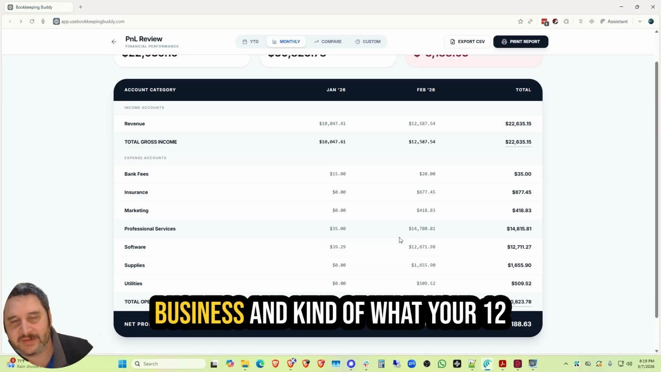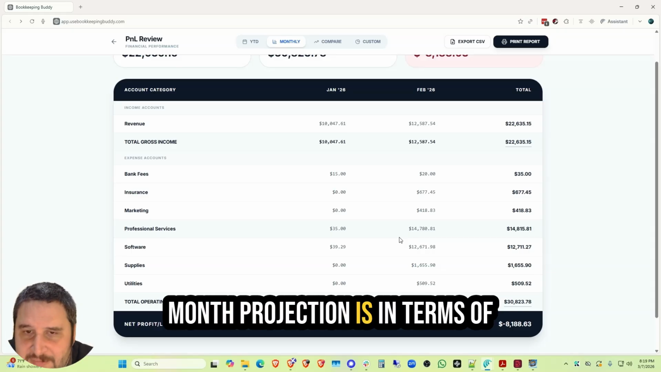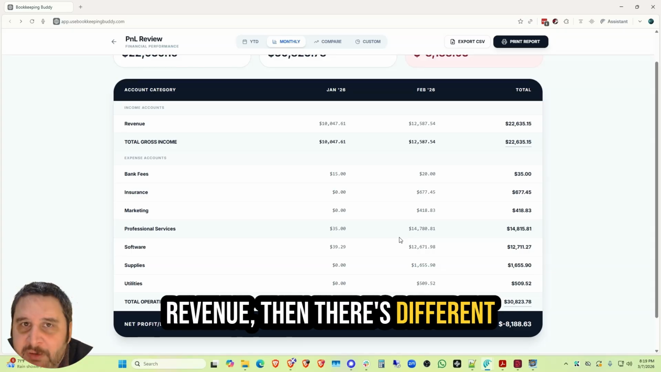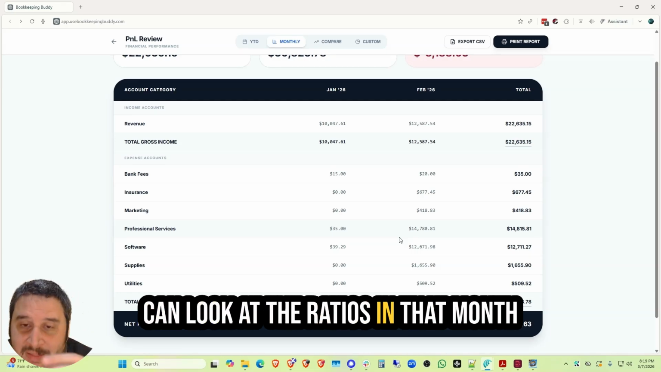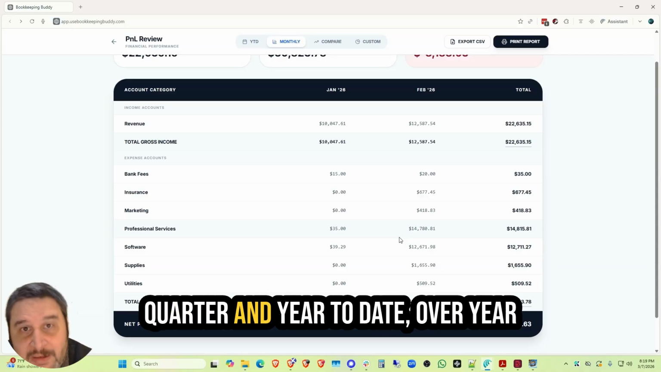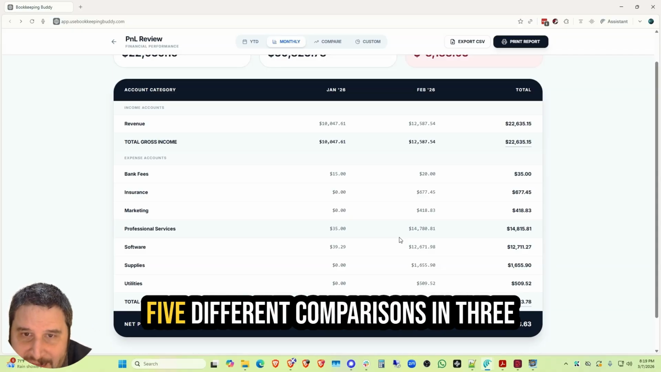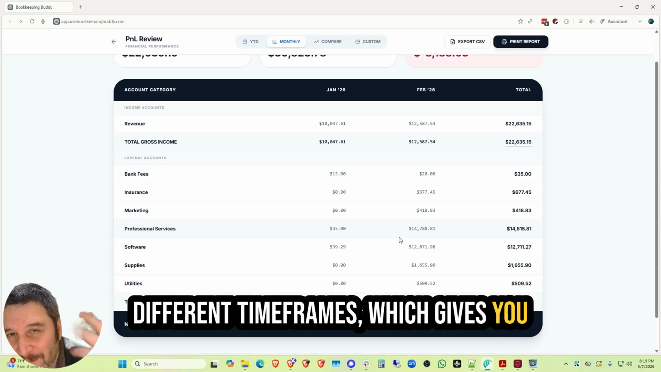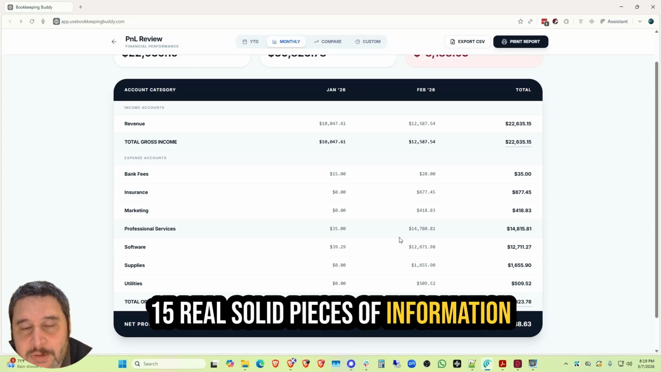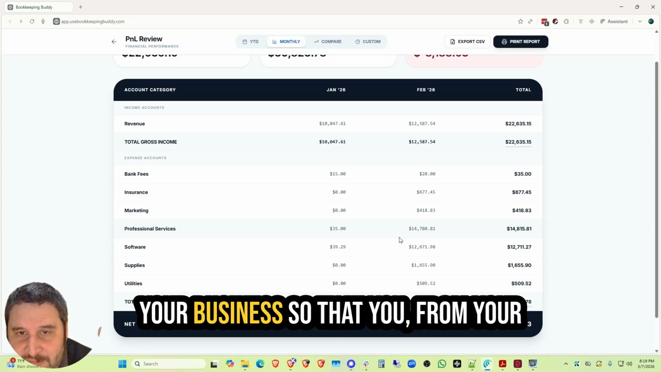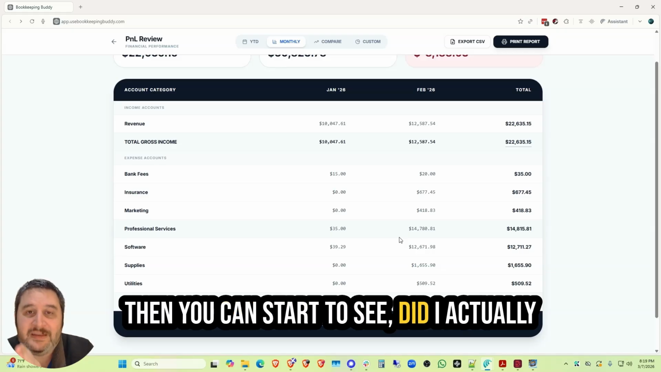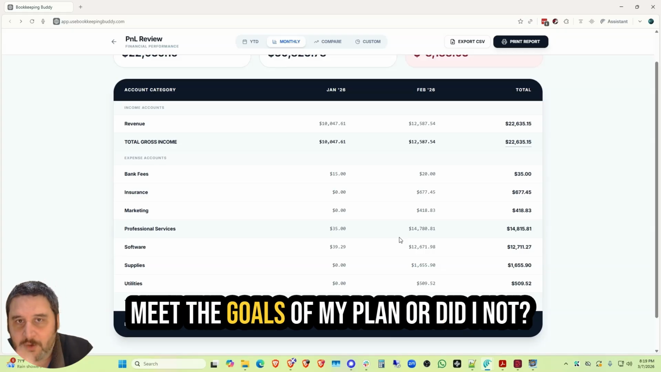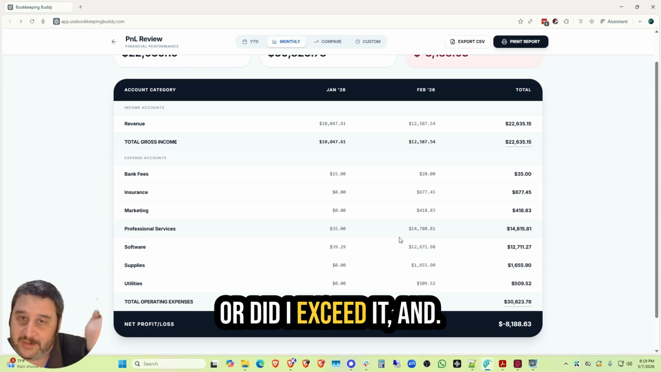And depending on the scale of your business and kind of what your 12-month projection is in terms of revenue, then there's different ratios that are appropriate in those different regimes. And you can look at the ratios month over month, trailing quarter over quarter, and year to date over year to date framework. And you get 5 different comparisons in 3 different time frames, which gives you 15 real solid pieces of information for analyzing what is going on in your business, so that you, from your meeting last month, you had a plan and hopefully you implemented that plan. Then you can start to see, did I actually meet the goals of my plan, or did I not? Or did I exceed it?